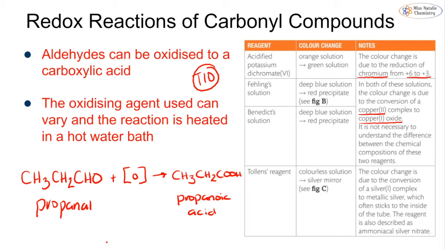Tollens' reagent is another one, which is a conversion of a silver(I) complex, which is colourless, into metallic silver, which is a silver mirror, and it's because it sticks inside the tube. So we have the metallic silver coating the inside of the tube, and it gives us this mirror look. And this is known or described as ammoniacal silver nitrate. Okay, so we're going from the colourless solution of the complex to the metallic silver.